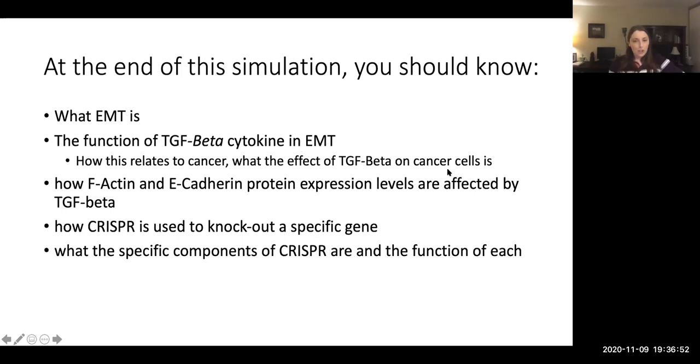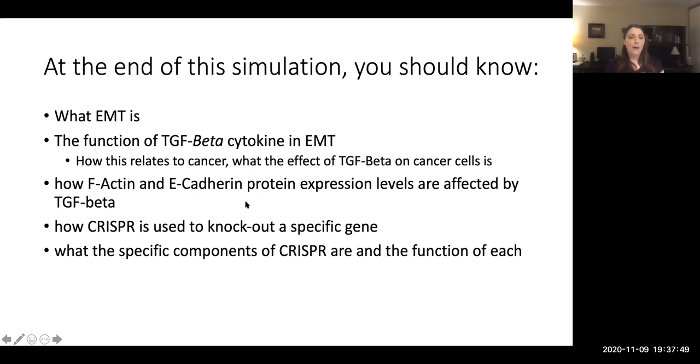Okay, how does that relate to cancer? Well, if you're turning on or off genes that allow the cell to become mesenchymal-like, you're allowing them to become cancerous, essentially, right? So if we can figure out a way to stop this transition in a targeted area, then we could perhaps stop the cancer, right? You should be able to explain to me what are F-actin and E-cadherin proteins. How are the expressions of these proteins affected by TGF beta? So when you do that comparison of before and after application of TGF beta, right? So make sure you take notes on that.